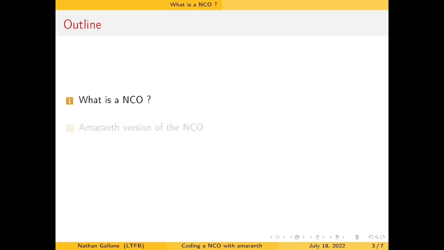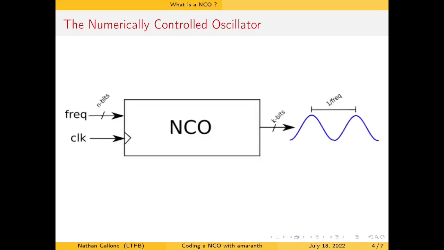So first of all, what a numerically controlled oscillator is. You could see it as an electronic circuit with two inputs and one output. The first input would be a frequency written over n bits, and the second a clock signal. And the output of an NCO is a bunch of wires that are giving values for a discrete version of a sinusoid signal, whose frequency would be equal to the frequency we gave in input.